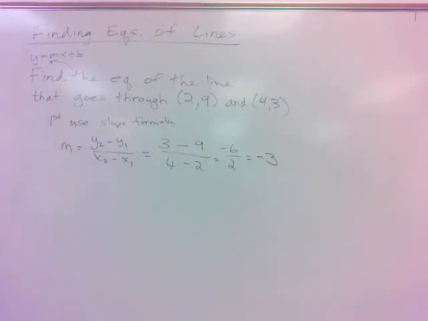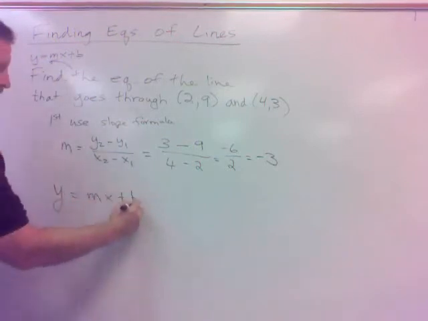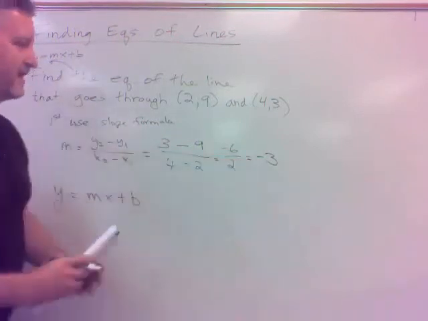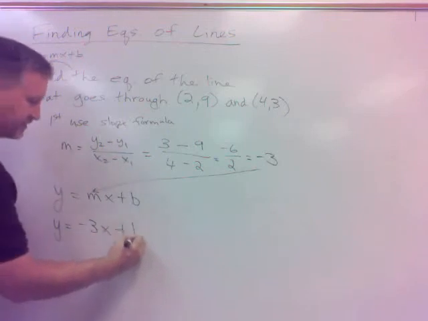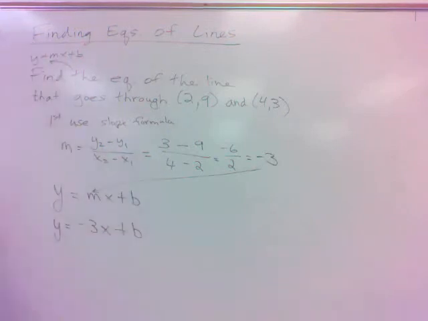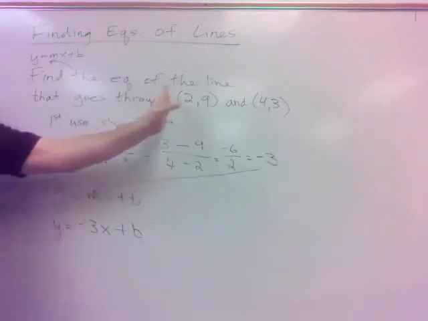Which is, nicely, negative 3. All right, so now we can go to y equals mx plus b, because that gives me the m, doesn't it? Now I know, got half of it done. I know it's y equals negative 3x plus b. All I need to now know is b. How do I get it? Substitute an x and a y.